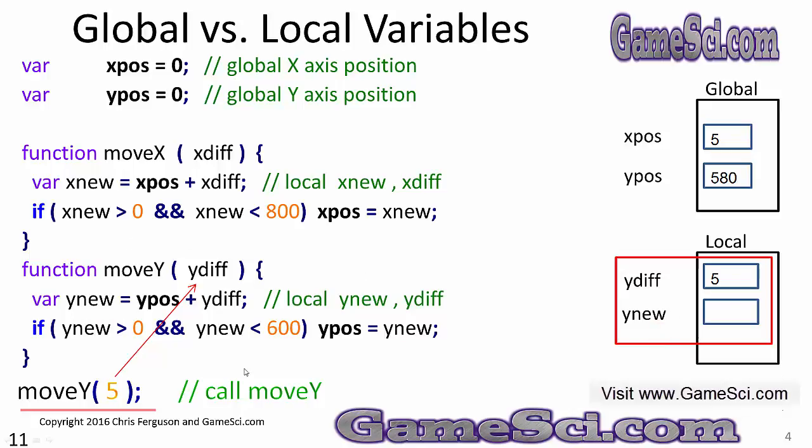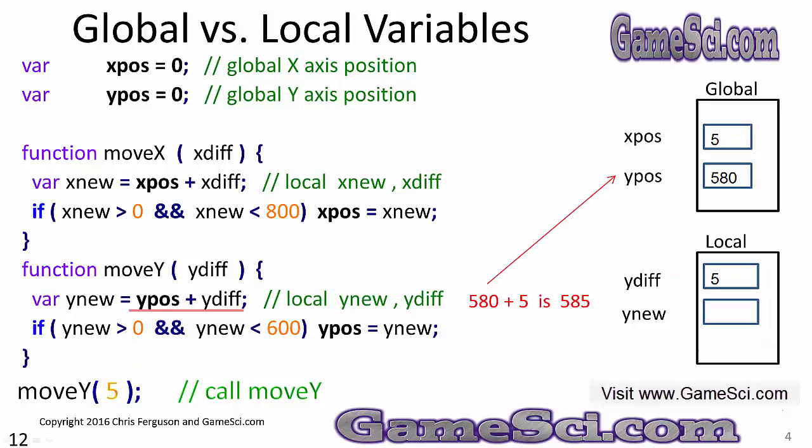That's an interesting thing about local variables. They get created when the function is run. That's why we created ydiff and ynew there. And they get deleted when the function is done. Local variables are created and deleted on demand. And since moveY is running, its local variables got created.